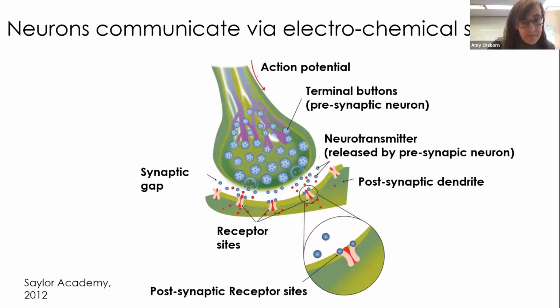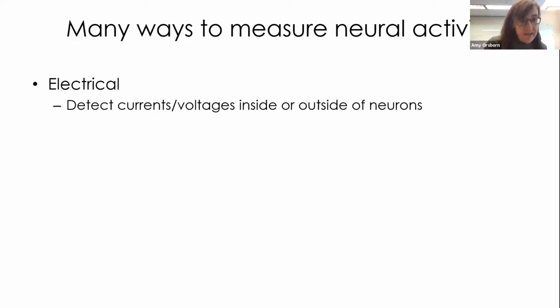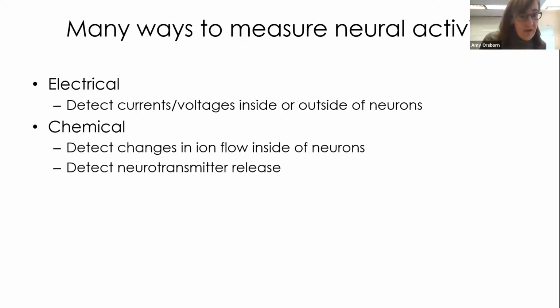Given that we have this interesting mix of electrical and chemical activity, there are many different ways that we can measure activity in the brain. Obviously one is to measure electrical activity. We can detect currents or voltages, and we can do that inside or outside of neurons to gain inferences about those action potentials, for instance, that they're sending. And then we can also look at chemical information. You can detect the changes in the ion flows into or out of a neuron, and you can also detect those neurotransmitters that are released.